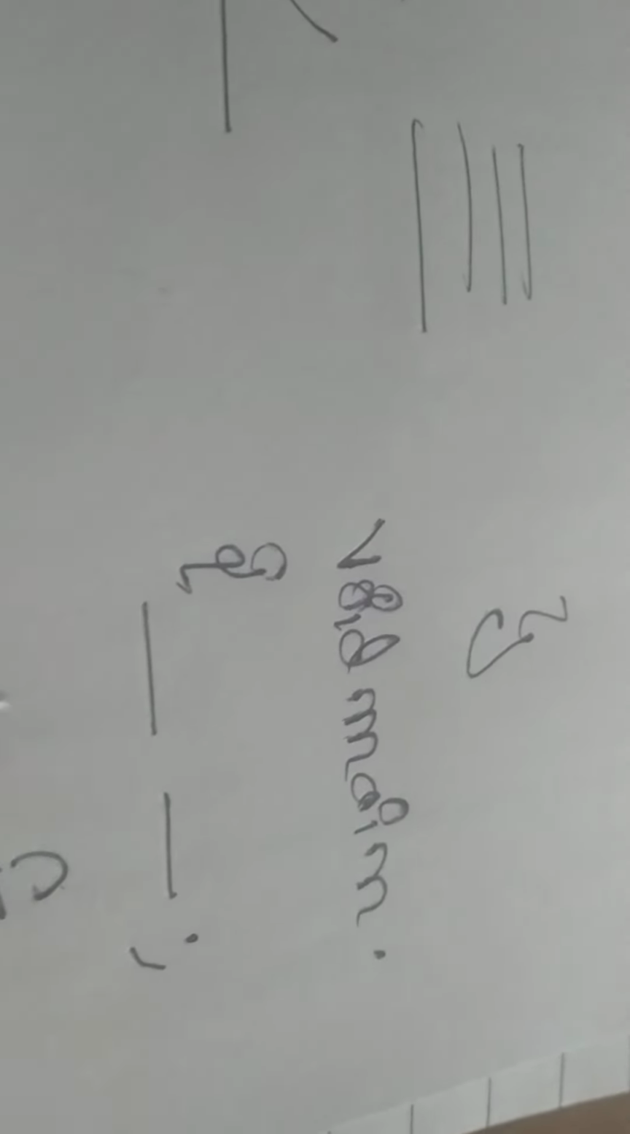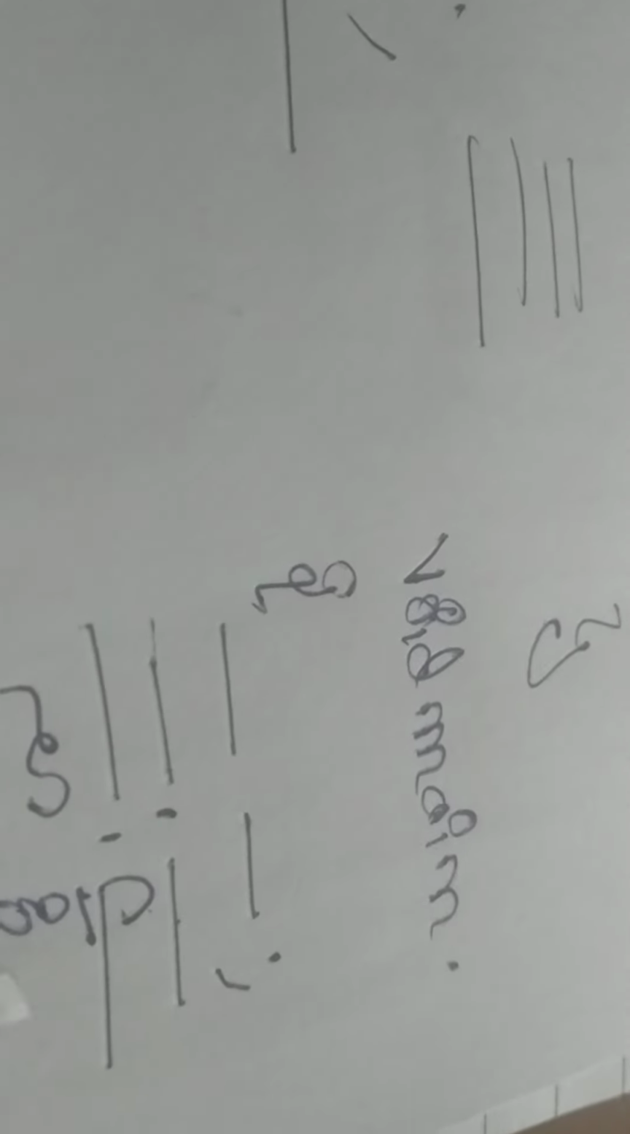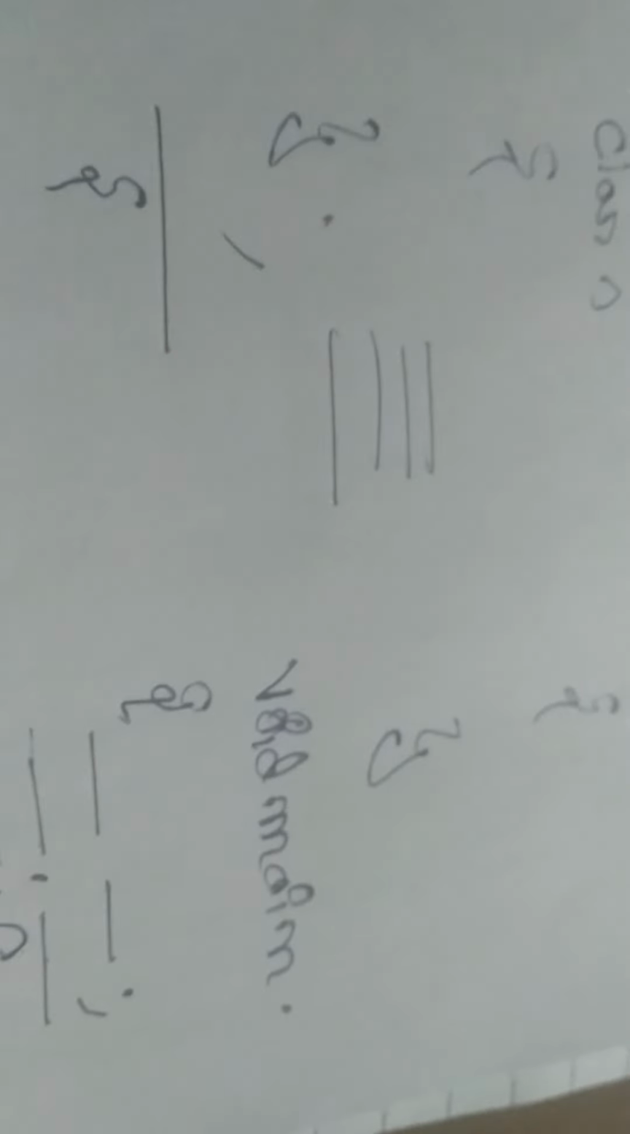In void main, using the class name we will create an object. Using the object, dot first function, object dot second function, object dot third function, like that we will write. Last we will write getch. By that we will complete the program. So now what is the program about? The program is about how to delete an element from an array.